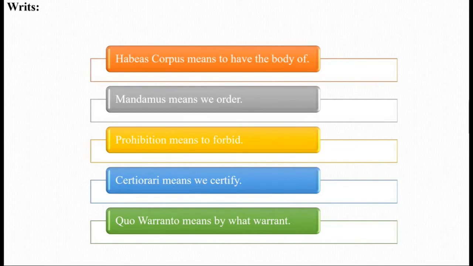Writs are orders issued by the Supreme Court, Article 32, as well as High Courts, Article 226, to protect the fundamental rights of citizens which may be violated. The types of writs are: first, habeas corpus is a Latin term which means to have the body of a person who has detained another person, to bring the person in custody at a specific time to a specific place. This writ is used to set at liberty a person who is unlawfully detained.